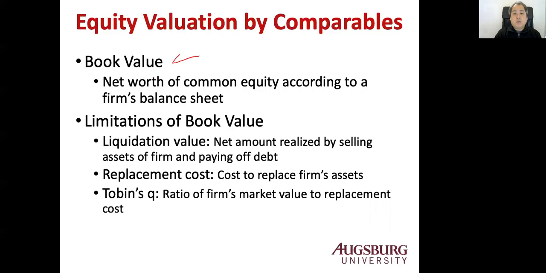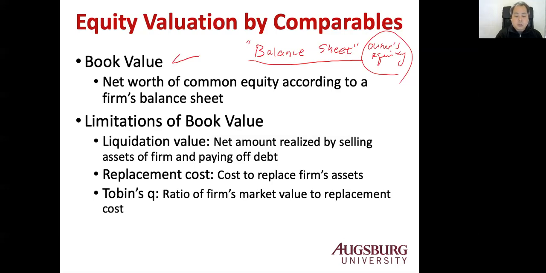Book value is one way to show the value of the equity because, as you know, this book is a balance sheet. And in the balance sheet, you can see the owner's equity part. Sometimes it's called the shareholder's equity. So the right-hand side bottom is owner's equity. And you can get the net worth of common equity from this balance sheet. It's called the book value. So this is the easiest way to find the value of the equity.